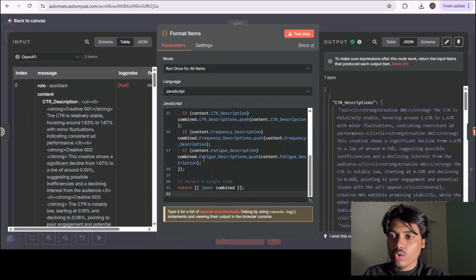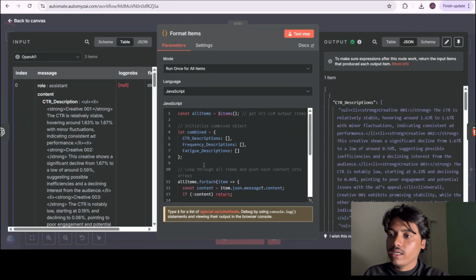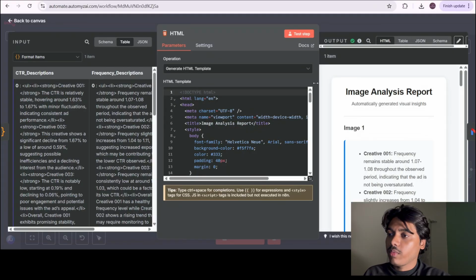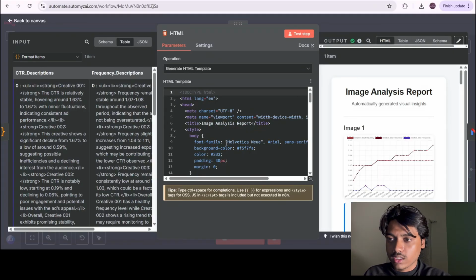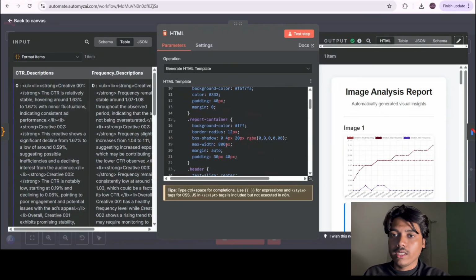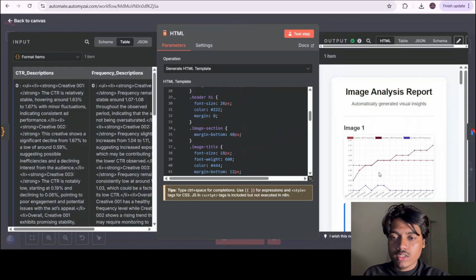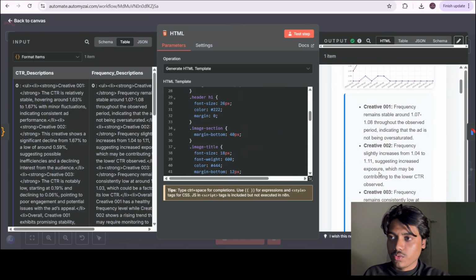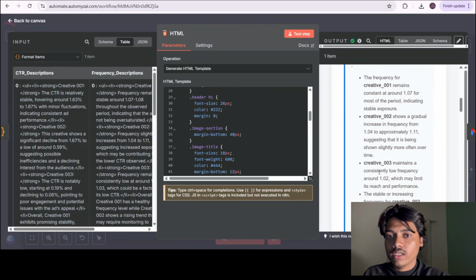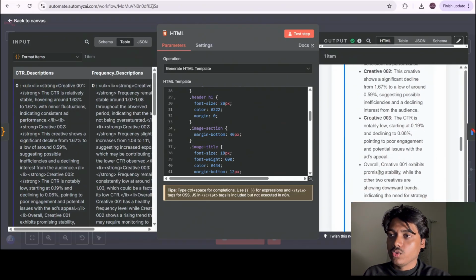In the next node, we have combined it properly so that we can pass that to our HTML node. So here we have passed the whole information to this HTML node, and this has created this report which we will be sending over email. So this report has been created using this HTML tag. Then finally we will be sending this report using this Gmail node.